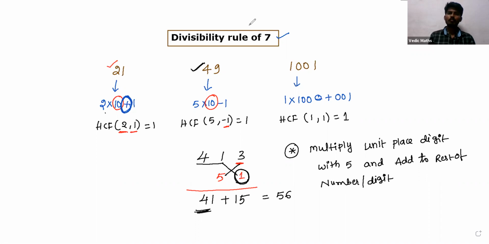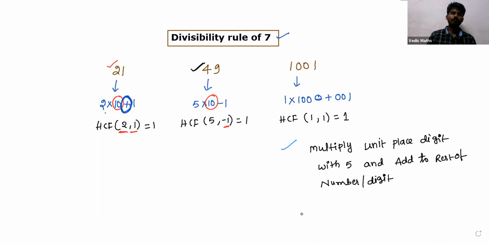Yes, let me do one problem on this condition. For example, I take 5978. What is the rule? We have to multiply the unit place digit with 5 and add it to the rest of the number, that is 40 here I'm adding. So then I got 637.